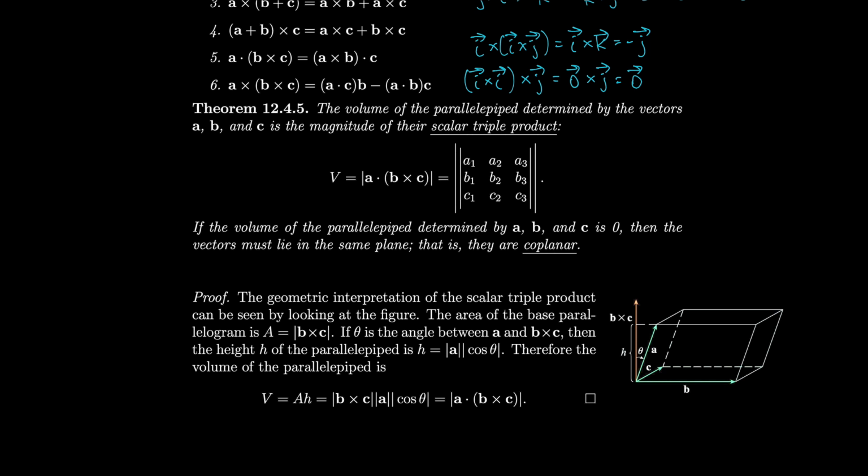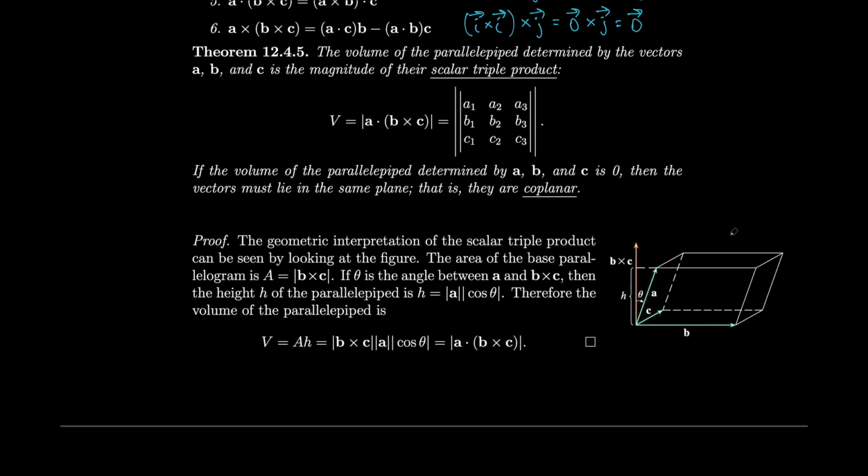Then you just take that height and multiply it by the area of the base, and that gives you the volume of your parallelepiped. B cross C times the length of A times cosine theta is just what the scalar triple product is. Notice all we're saying is we're taking this B cross C, that's the cross product, and then we're basically dotting it with this A over here. Okay, let's do an example.